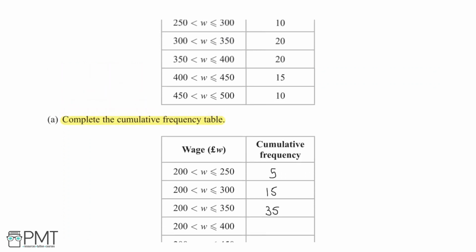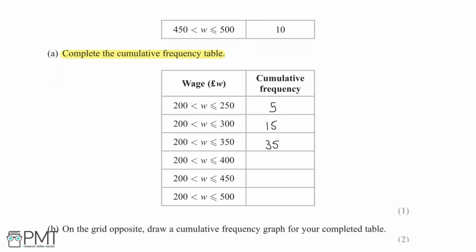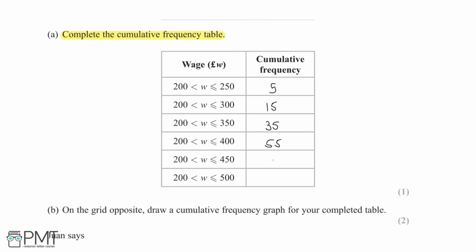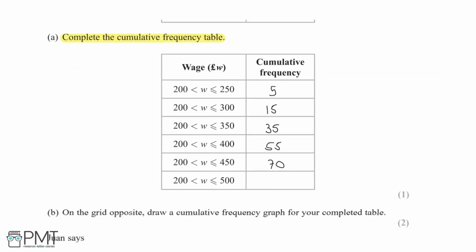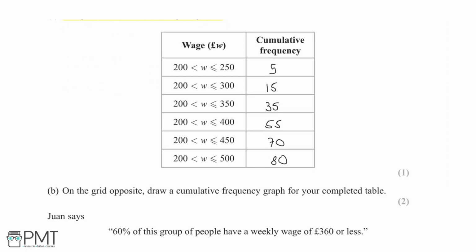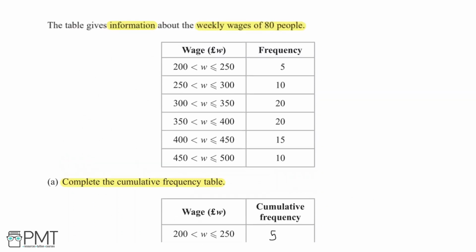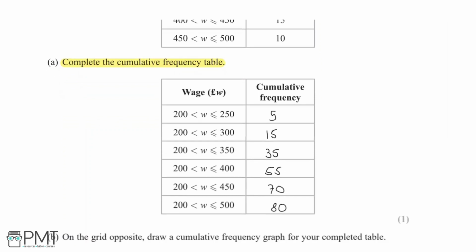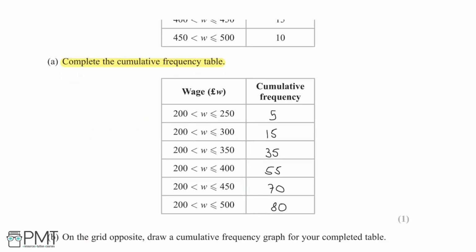The next one will be the 35 plus this 20 to make it up to 400. So that's going to be 55. 55 plus this 15 is going to be 70. And then this 70 plus 10 is going to be 80. Another way you can check you've done this correctly is because it totals up to 80, and we are told it gives the wages of 80 people. So that's usually a good indication that we've done it right.